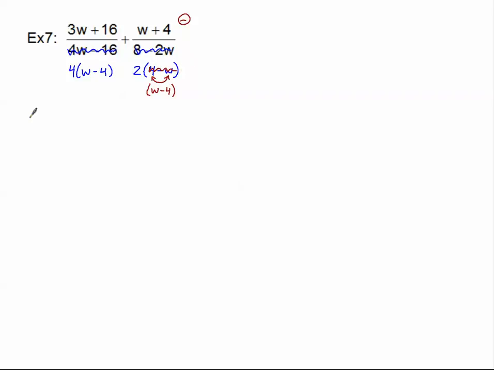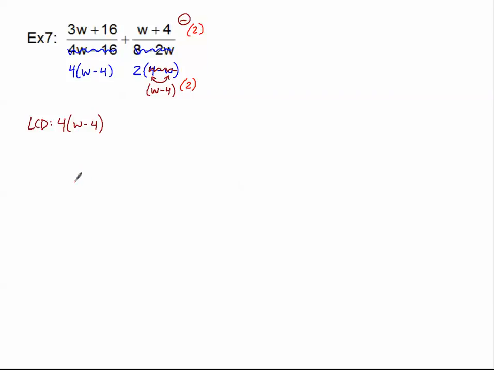Okay, so my LCD is the 4 and the w minus 4. Those are the factors that are needed. This one clearly already has both of them. This one has the w minus 4, but it only has a 2, meaning that I need to multiply one more time by a 2. And in this case, in the numerator, I'm going to multiply by a negative and a 2 together.